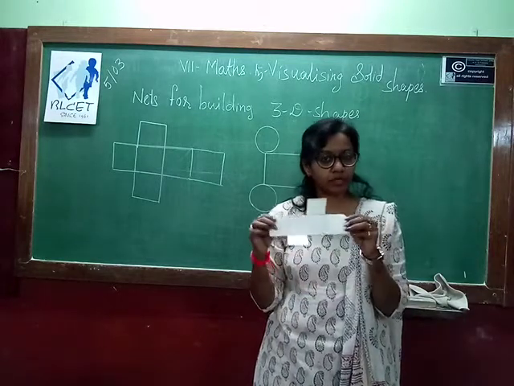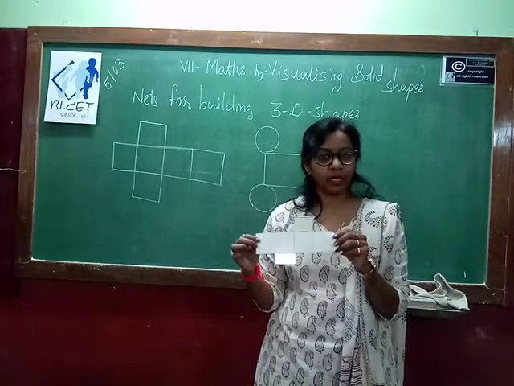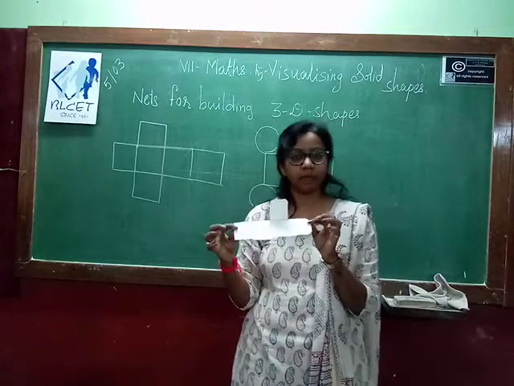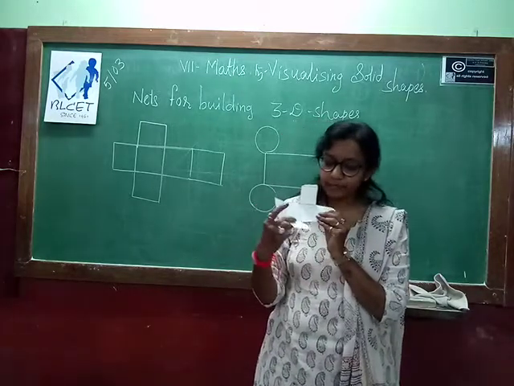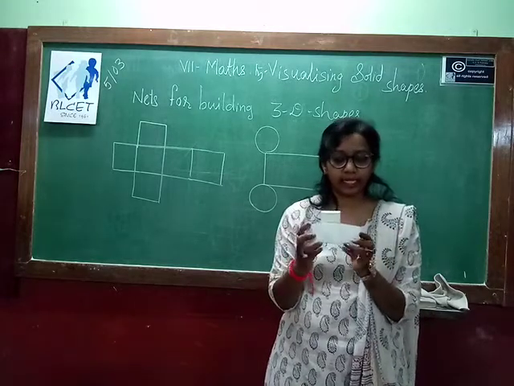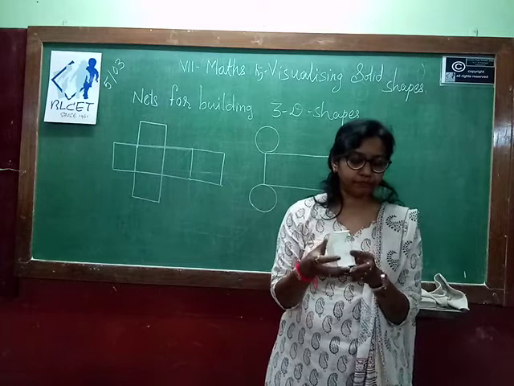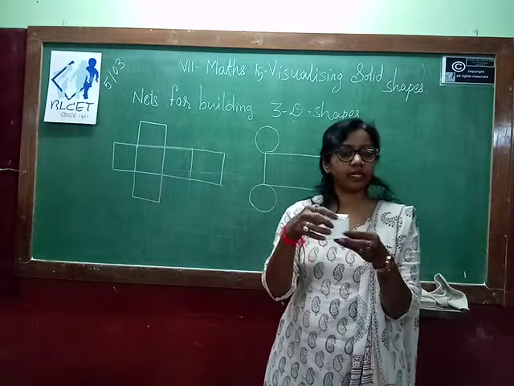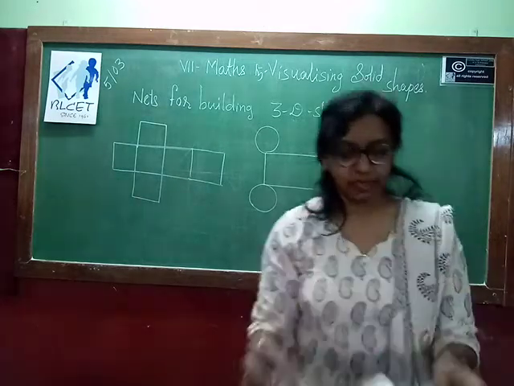So from the net you can build the 3D shape of a cube. For that you have to draw the net on plain paper, cut it, and wherever you get the edges, fold the net from the edges so that you will get the exact shape of a cube. So this is the net and you can form the shapes.